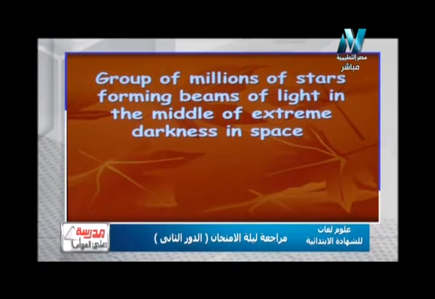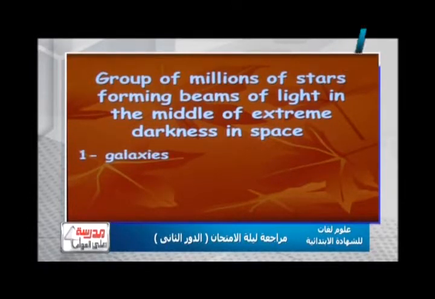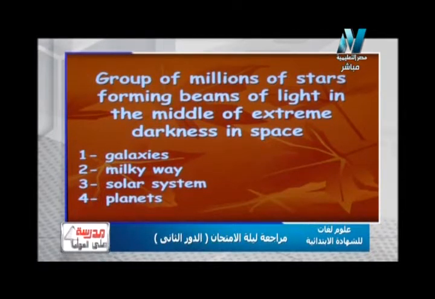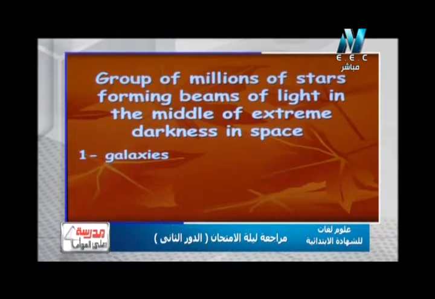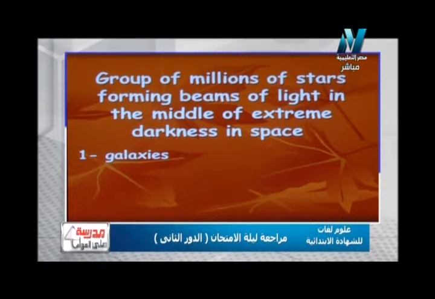Another example, group of millions of stars forming beams of light in the middle of extreme darkness in space. Surely they will be the galaxies, Milky Way, solar system, or planets. I can hear you answering this question. It will be the galaxies. المجرات هي millions of stars forming beams of light in the middle of extreme darkness in space.